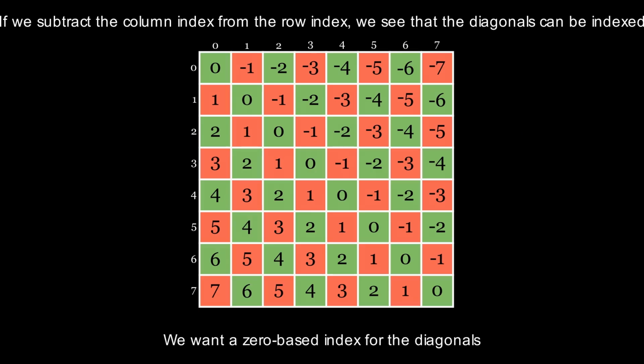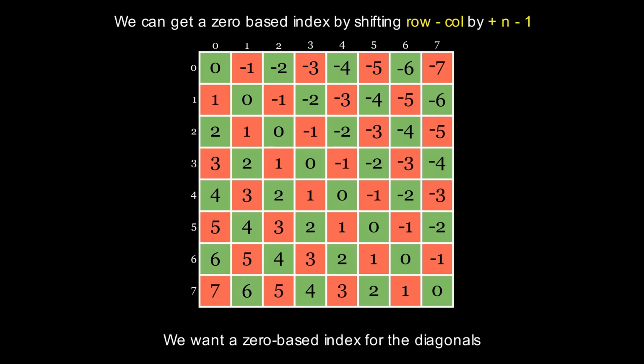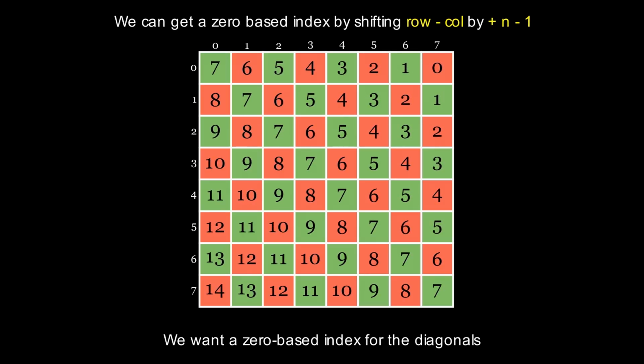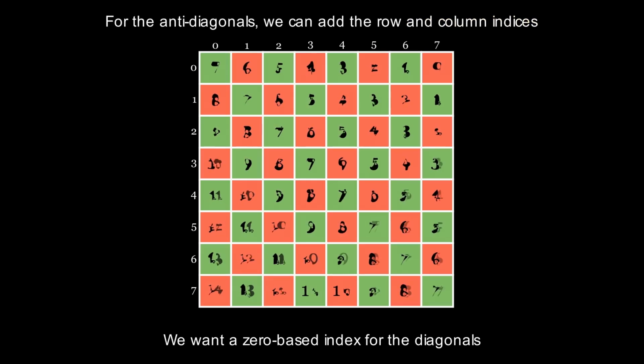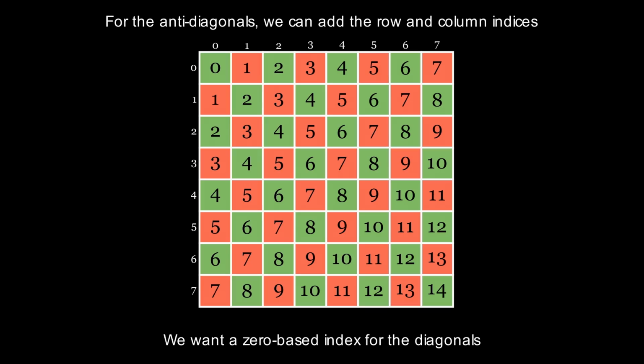We want a zero-base index for the diagonals. We can get a zero-base index by shifting row minus column by adding n minus 1. For the anti-diagonals, we can add the row and column indexes. We do not need to shift the anti-diagonals since we already have a zero-base index for them.